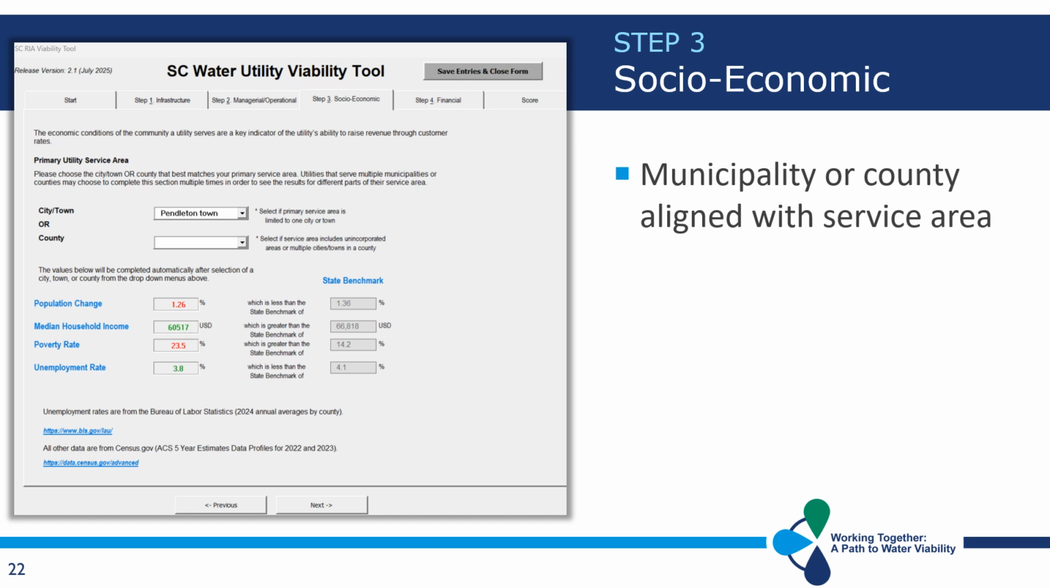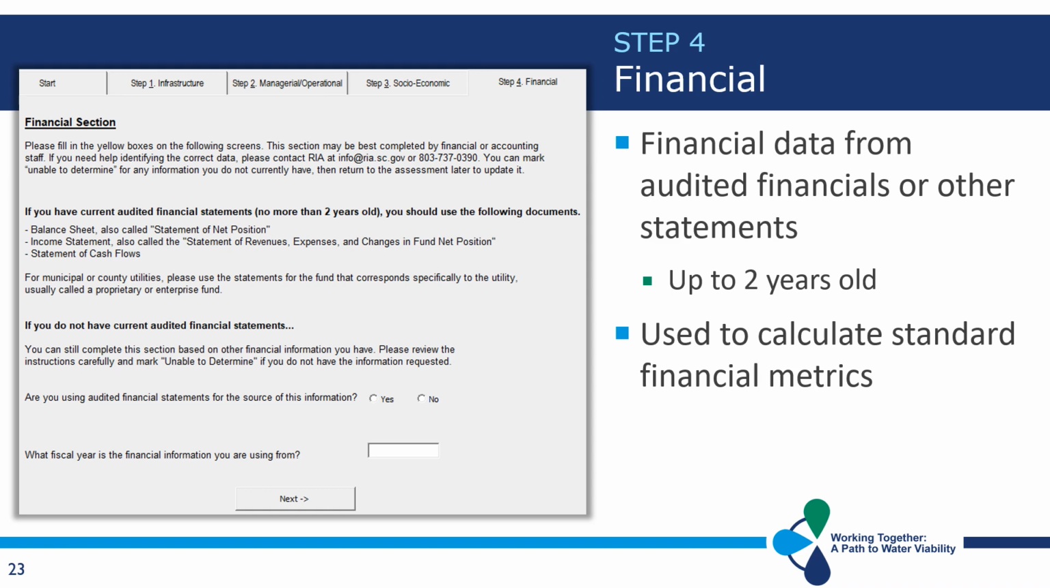Based on census data, it will be a rough approximation for SPDs and other utilities that serve more than one jurisdiction. And finally, we have the financial section. This is an important component of the tool as a factor in determining long-term viability. Most of the numbers entered here are based on standard measures of good business practices for operations and maintenance of a utility system. They're similar to things a bank or our SRF program would look at when considering a utility for a loan. The information is best completed by a utility's accounting or finance staff.